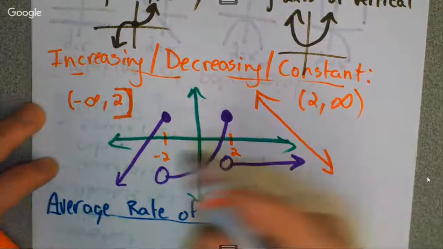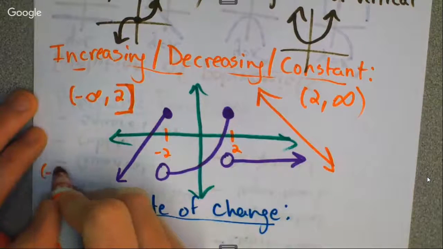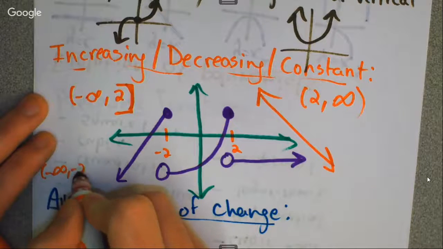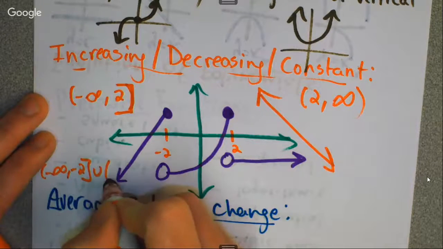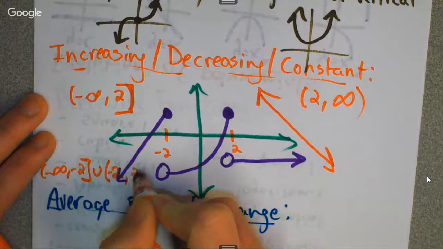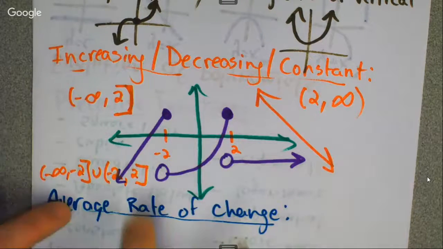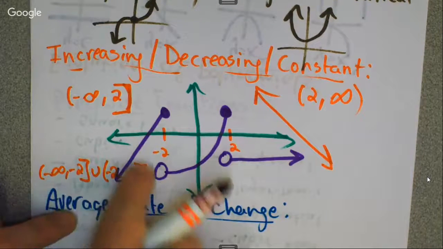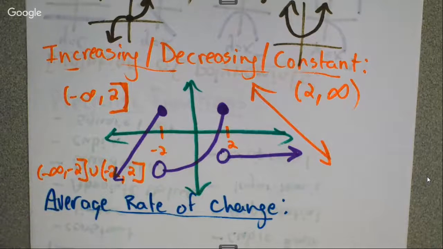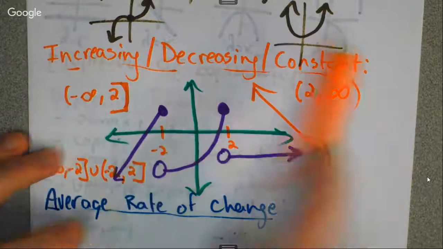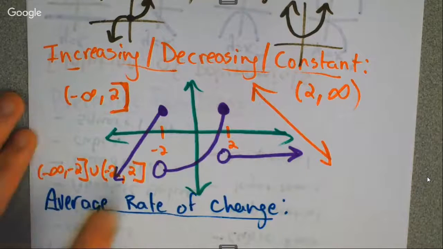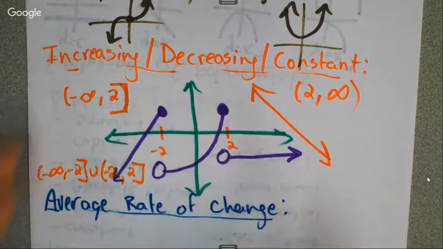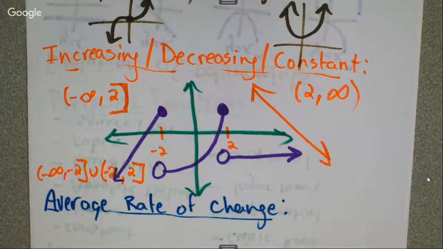Okay, now this one over here, if you want to write it as negative infinity, comma -2, union -2 to 2, you can write it like that. I'm okay with that. If you want to note that they are different, that it may be a restart there, if you want to write it like that, that's fine. Okay, so just look at the graph, see where it's increasing or decreasing. If it has a positive slope, it is increasing. Negative slope would render a decreasing section in your graph.